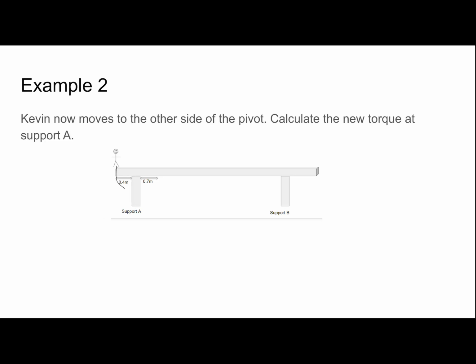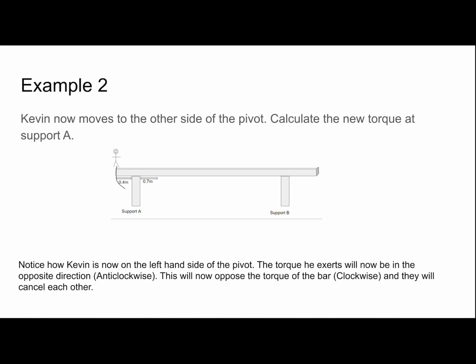You should notice that now he'll have anti-clockwise torque. However, the center of mass hasn't moved, and that means that the center of mass will still provide the clockwise torque. These torques are in the opposite direction, and therefore they'll try to cancel each other out, okay? So he's on the left hand side of the pivot, the torque he exerts will now be in the opposite direction. So this is opposing the clockwise torque of the bar, and they'll cancel each other out. So now instead of adding them together, we'll subtract them, okay?